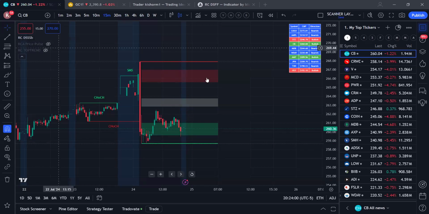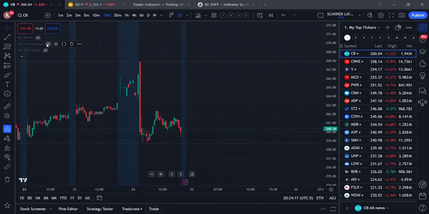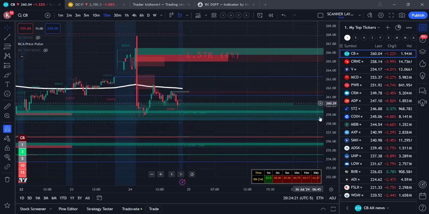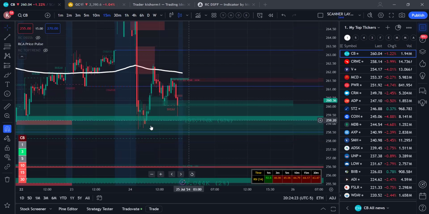Again, you don't need to depend just on the scanner, right? Sometimes when your doctor says something, you go to another doctor to get a second confirmation. In the same way, your scanner is telling you CB is at a good point to buy, but you may want to check again with price pulse, right? So on price pulse, you can see that there is nearly 295,000 buy orders.